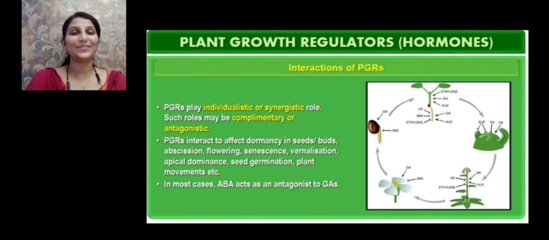So dear children, thus we have come to an end of this chapter, in which we have learned about plant growth and development. We learned about 3 types of growth promoters and 2 types of growth inhibitors.